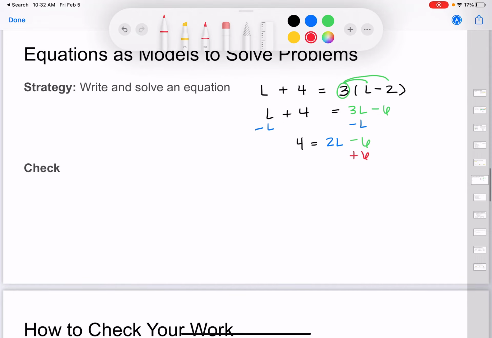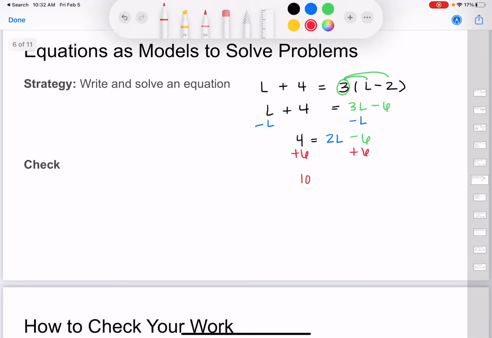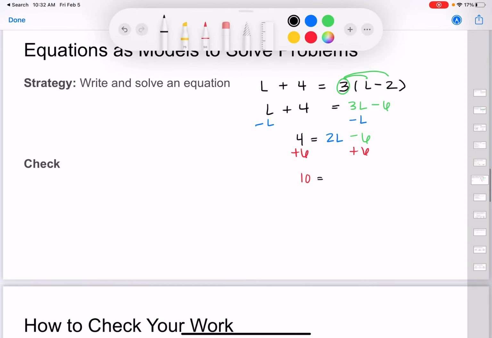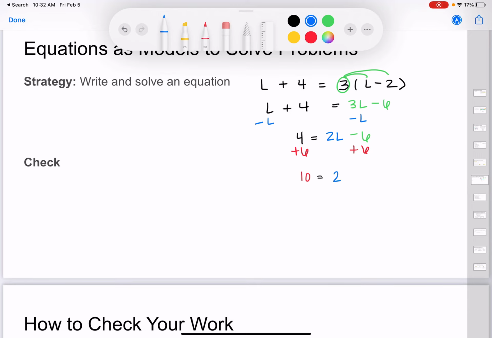Plus 6, 10 is equal to 2L. Divide by 2, divide by 2. L is equal to 5. So Lee's current age is 5 years old. So that's what we got out of doing this. But what we want to do is go ahead and check that. And the way we would do that is by plugging 5 into our original equation.